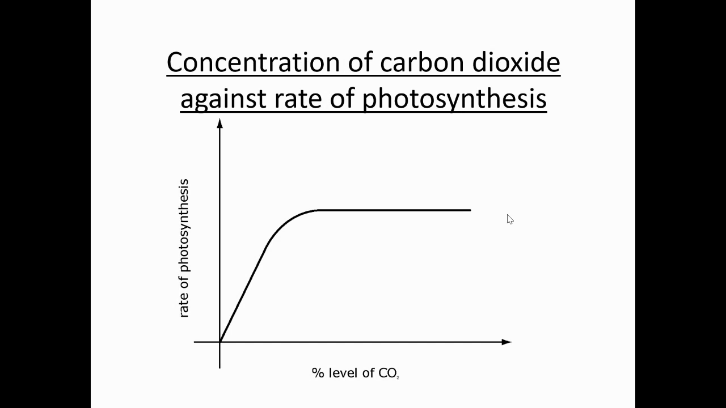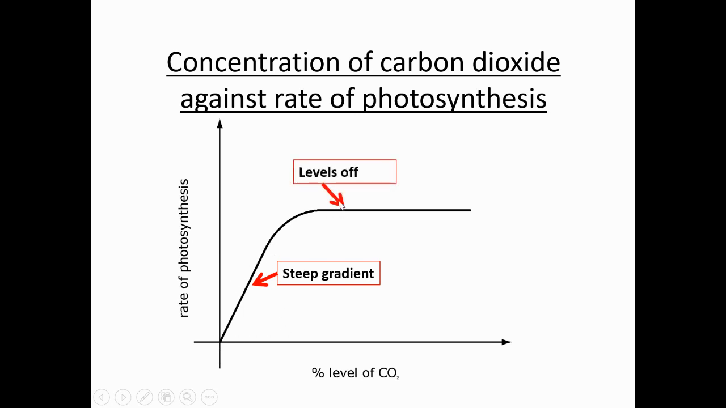Concentration of carbon dioxide is the same. If you increase the concentration of CO2, concentration could be a percentage of CO2 in the air that the plant is in, you increase the rate of photosynthesis. So to start with, more CO2 means more photosynthesis until you get to a certain amount of CO2, and then adding more does not affect the rate of photosynthesis. So some of you will be thinking, what is going on here? But actually, more CO2, more photosynthesis, levels off.